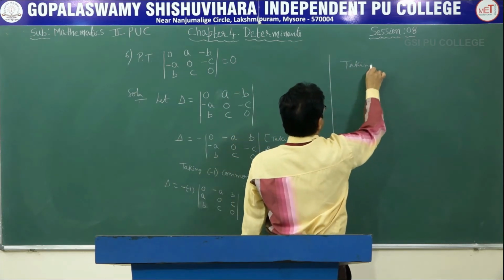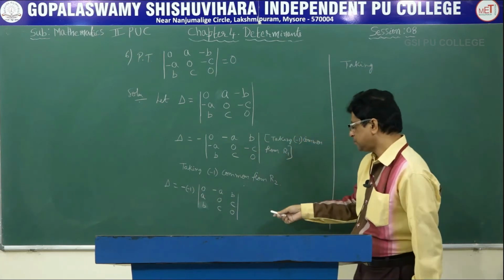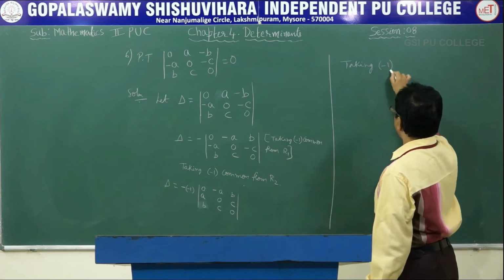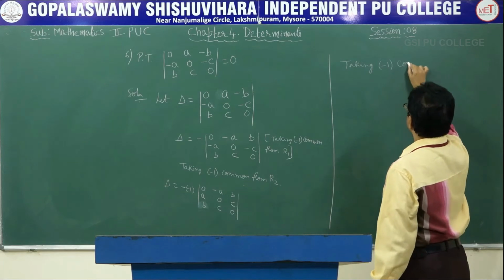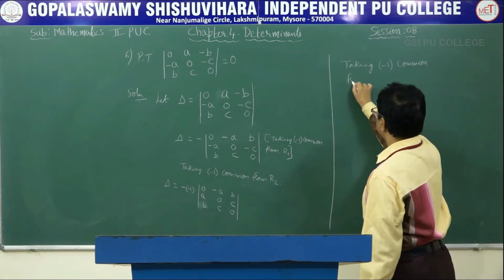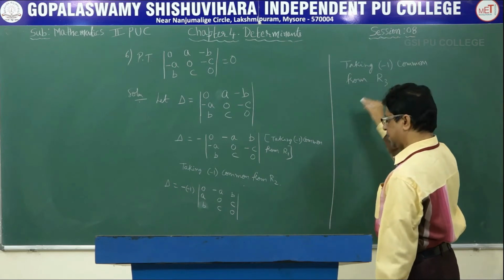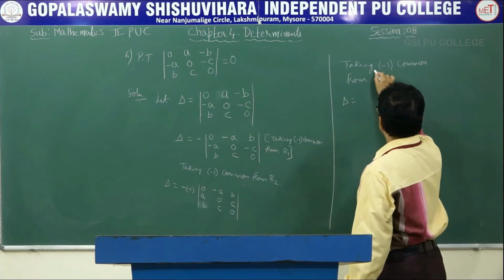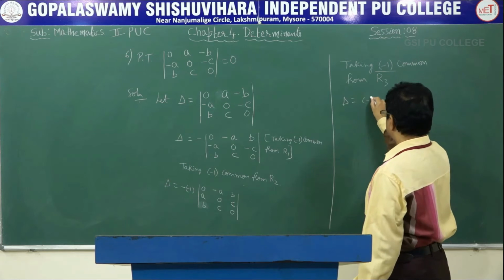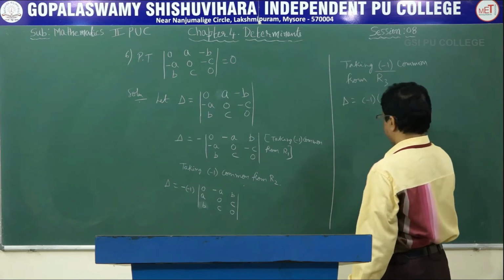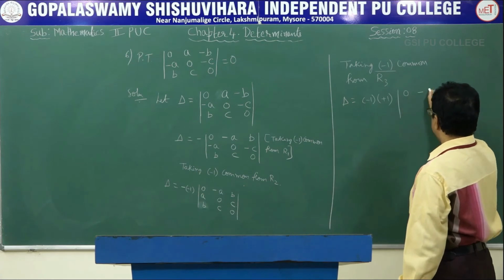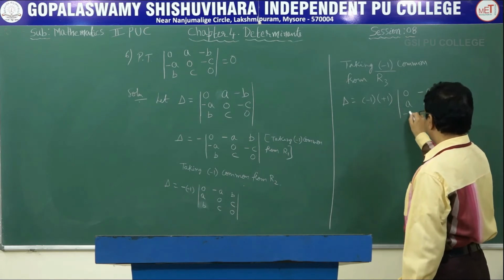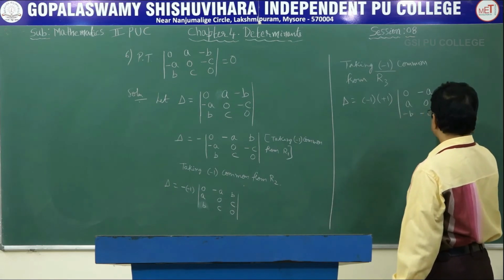Taking minus 1 common from R3. So delta equals, here minus into minus plus, we are also taking minus 1 common. So minus 1 into plus 1 into determinant of 0, minus A, B, A, 0, C, minus B, minus C, 0.